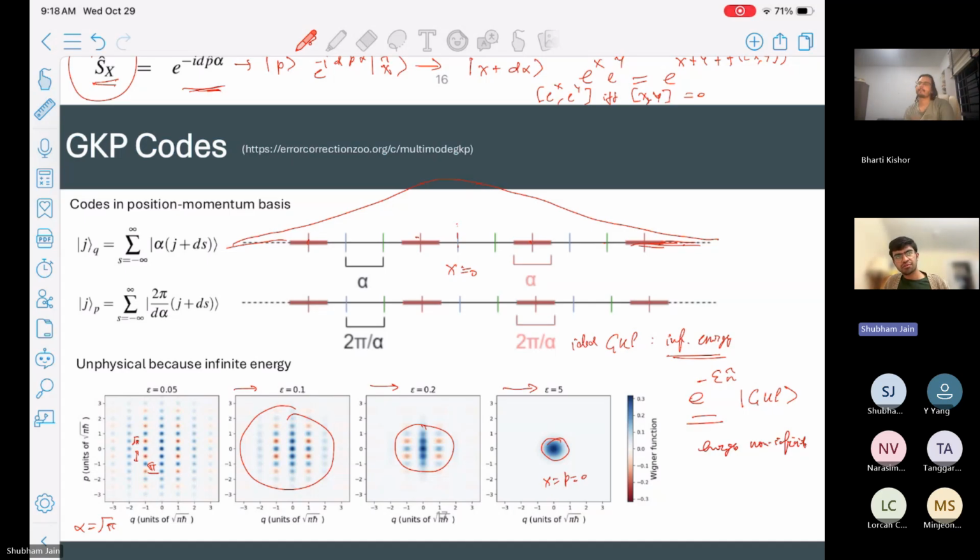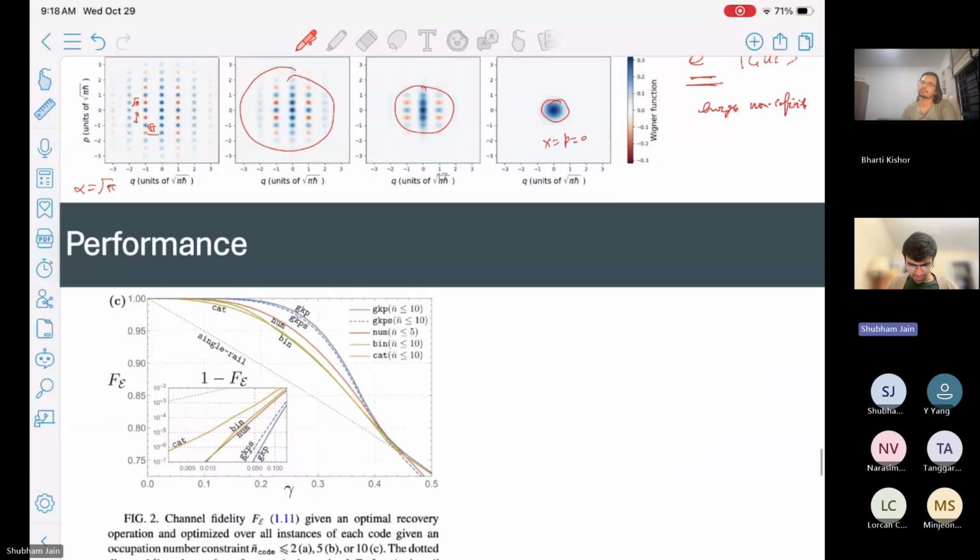So you trade off this practical feasibility, or the energy of the state, with the amount of error correction you can perform with these states, or the performance of this error correction for the GKP codes. But in the lab, you would definitely have to implement some sort of this attenuation so that the states actually become practical or feasible to implement. So that was the construction.